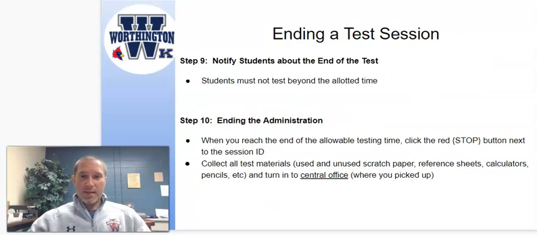Let's see, what's next? Ending a test session. Well, congratulations, you've made it all the way to the end of a test session. Make sure that you're notifying them, hey, we're about to end the test. I think in the script Appendix L, it requires you to do that with 10 minutes left. Students should not test beyond the allotted time unless they have the extended time accommodation, which you will know about. When you reach the end of the allowable testing time, just click the red stop button next to the session ID. Have students close their Chromebooks.